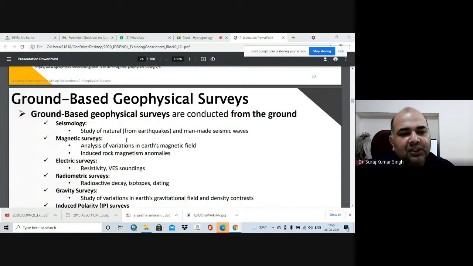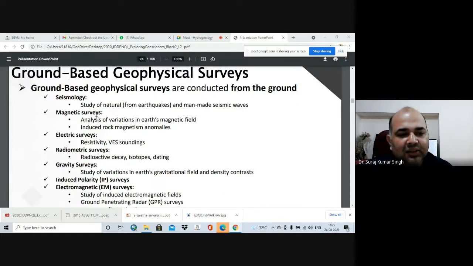So when you compare that with a ground-based geophysical survey that is conducted from the ground, that is used for seismology, that is the study of natural earthquakes and seismic waves. Then you have the magnetic survey, where you will be analyzing the different magnetic fields and magnetic anomalies. Then you will be performing the electrical survey, that is known as resistivity survey or VES sounding.